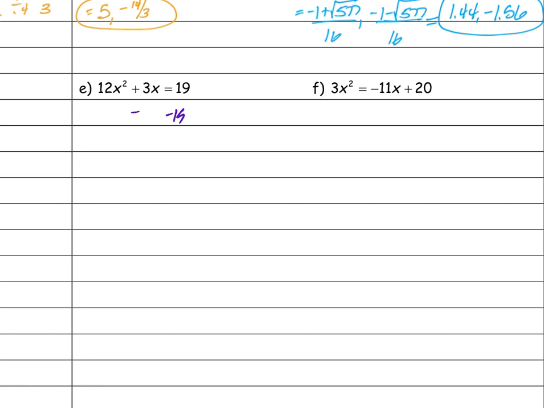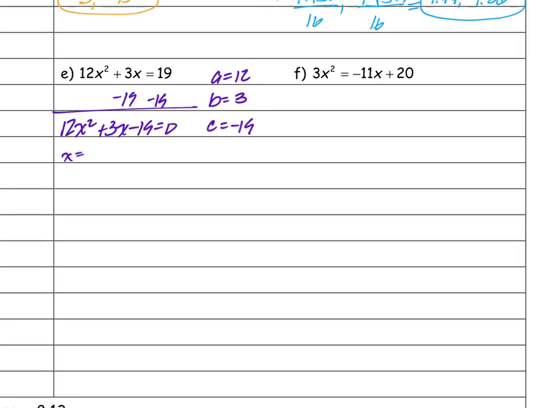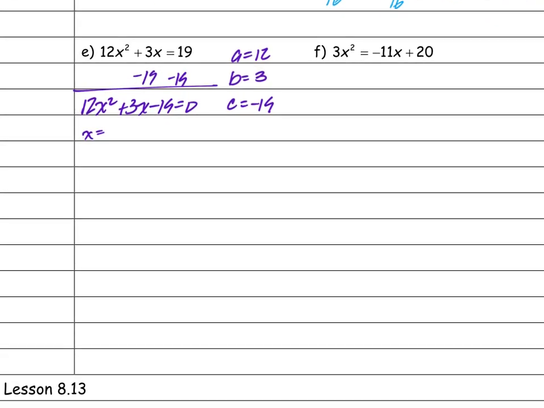Okay, so I'm going to subtract 19, so everything's on the same side of the equal sign. And A is 12, B is 3, and C is -19. And then I plug it in. I've got X is going to equal -3 plus or minus the square root of 3 squared minus 4 times A, which is 12, times C, which is -19, divided by 2 times A, which is 12.